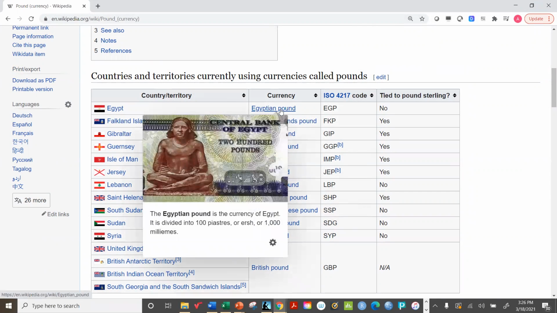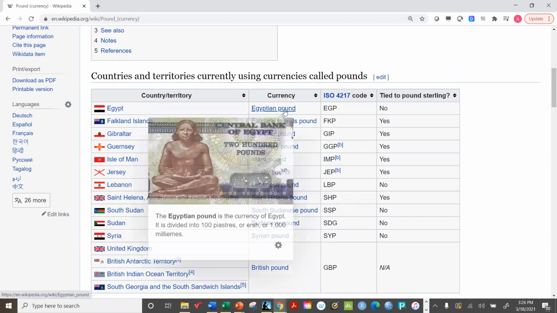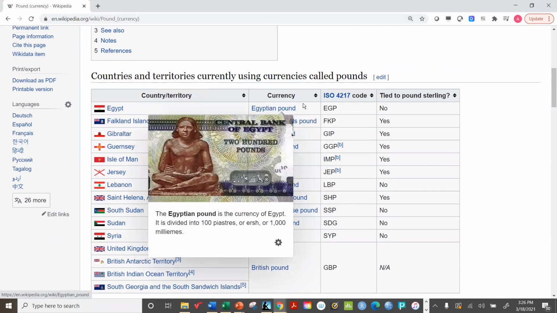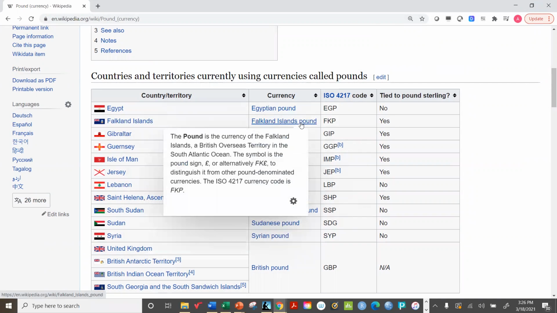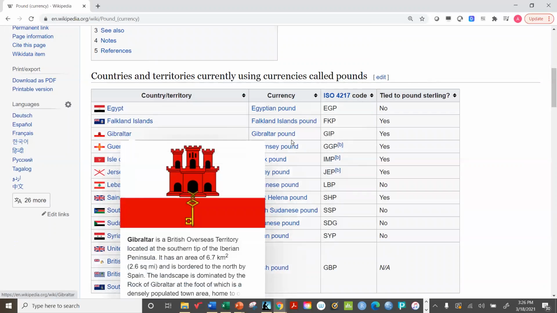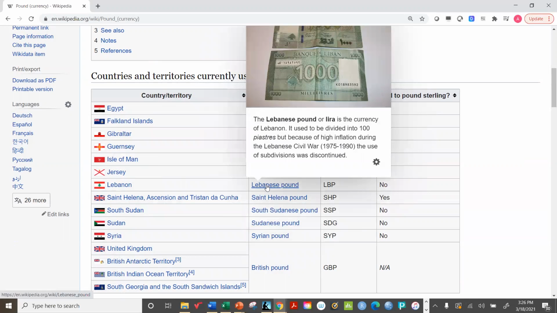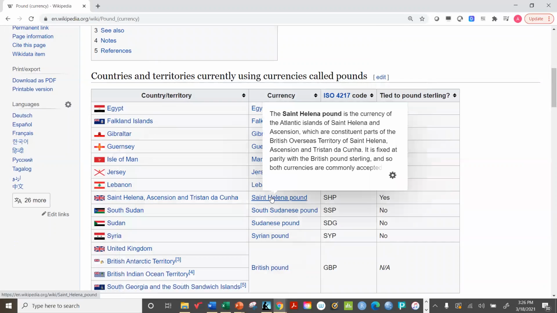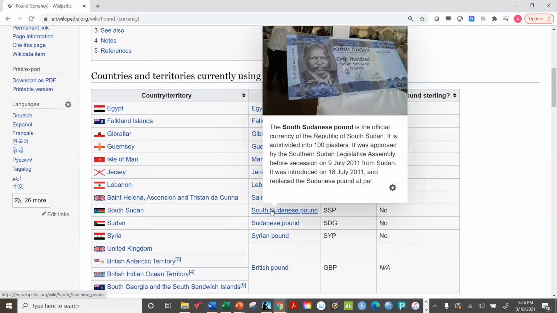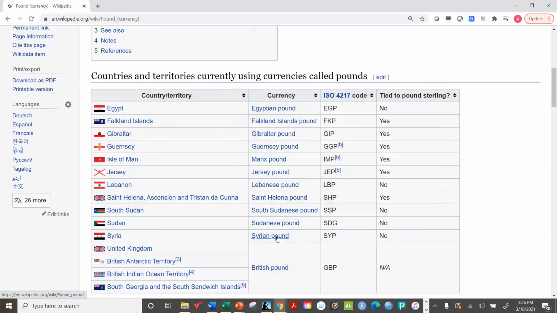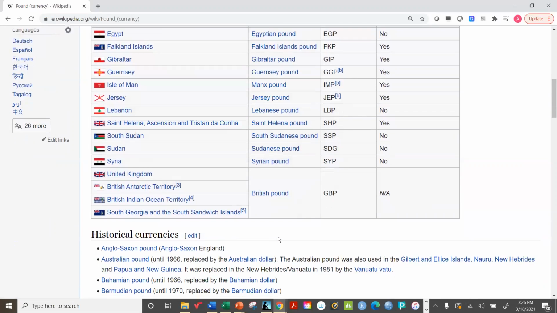Egypt has the pound. Look at that. It even has a link to the currency. I like that. Falkland Islands has a pound. But of course, Falkland Islands are part of Great Britain. Gibraltar is part of Great Britain. Guernsey, these are all parts of Great Britain. Lebanon, though, calls their currency the pound. St. Helena, wow. Isn't that the island where Napoleon was kept after Waterloo? I think it is. South Sudan, Syria. But that's about it.